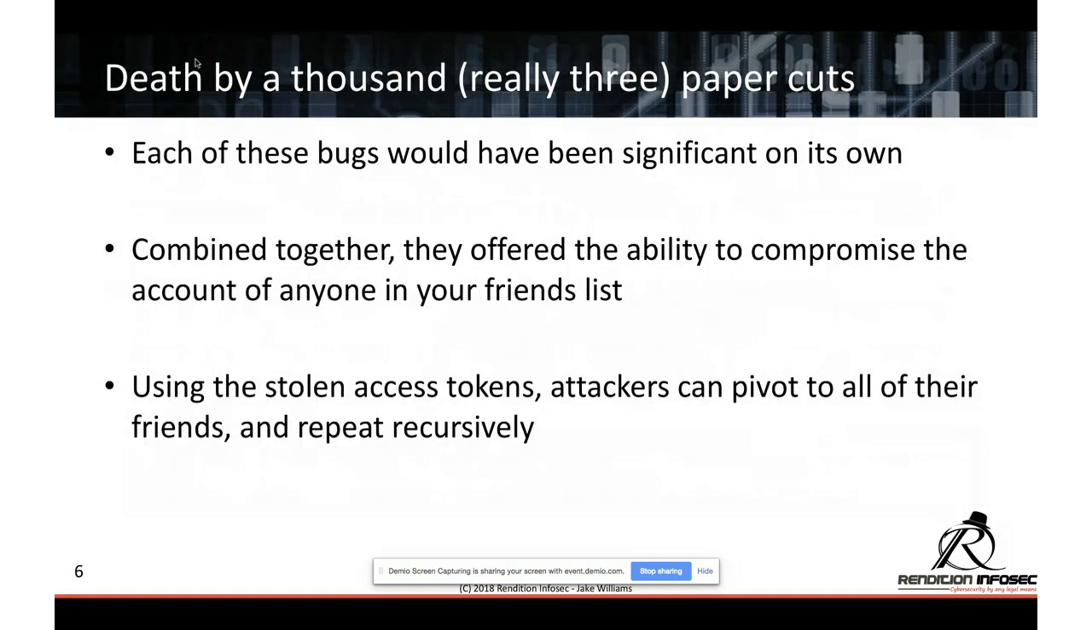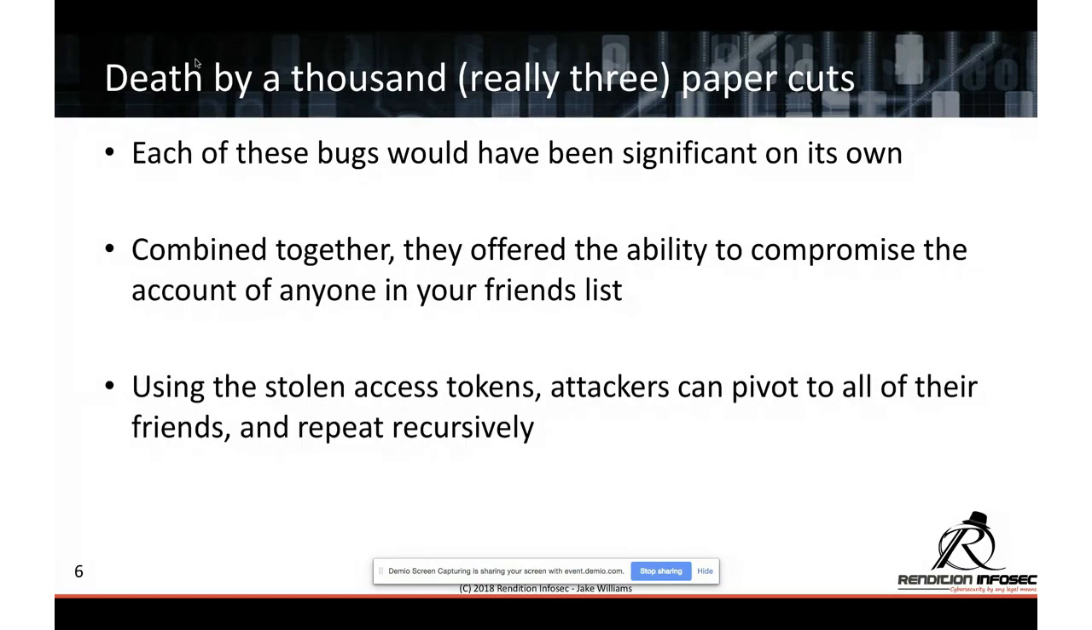Basically, we look at this as death by 1,000 paper cuts, or if you really want to come down to the number, we'll go with death by 3 paper cuts. Each of these bugs could have been significant on its own, but combined together, they offer the ability to compromise anybody in your friends list. And then once you have the user access tokens, the attackers pivot to their friends and repeat recursively. And that's how you end up with 50 million of these accounts that Facebook believes were compromised.